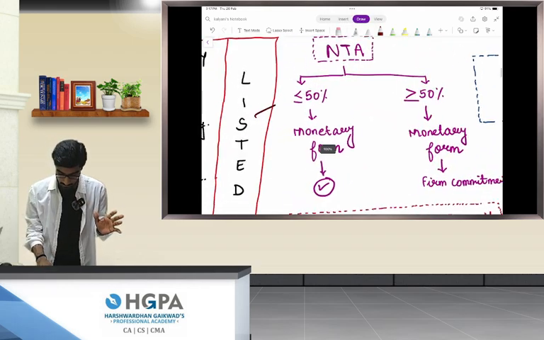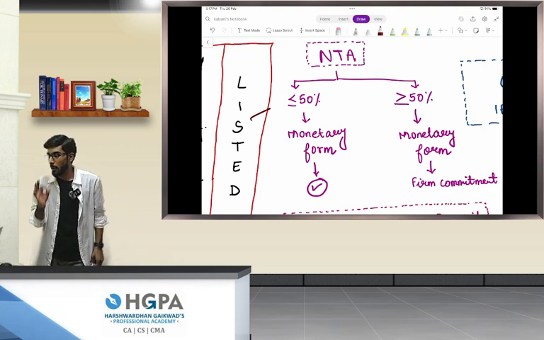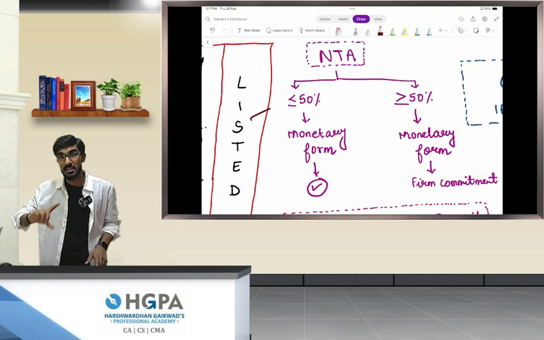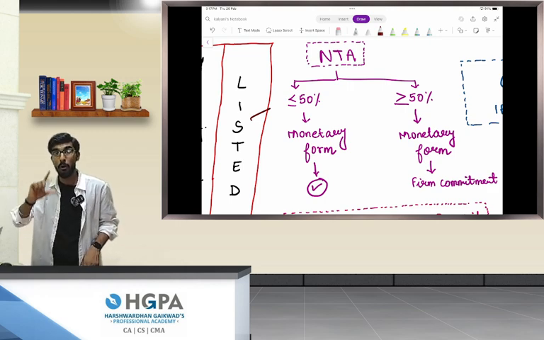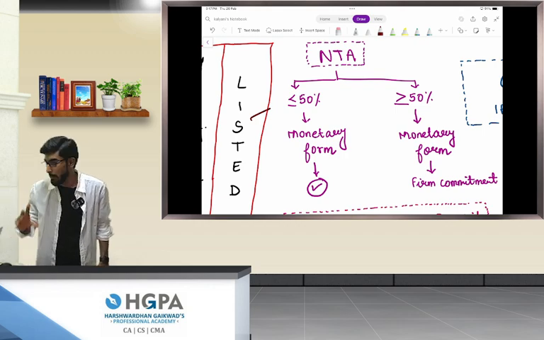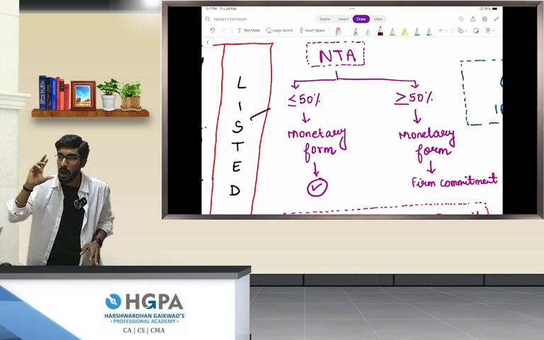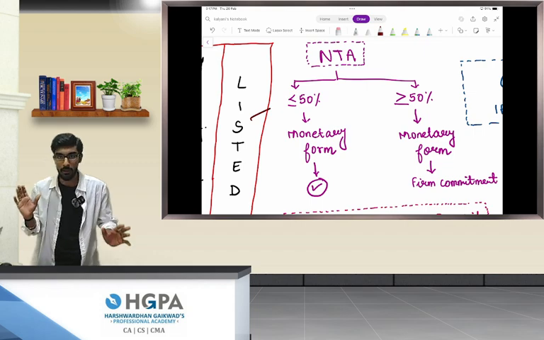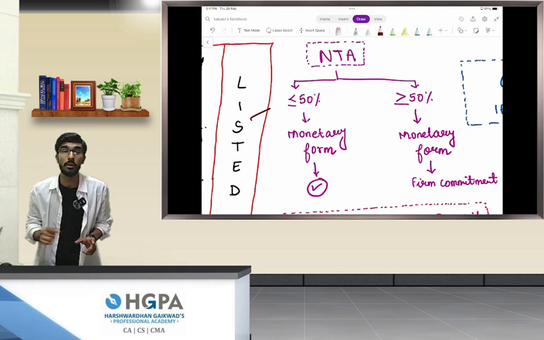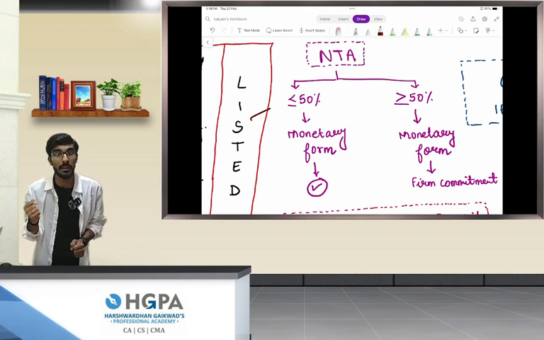Net tangible assets, not more than 50% should be held in monetary form. If more than 50% of net tangible assets is there in monetary form, it has to submit a document to SEBI regarding how they will be utilizing the money. Firm commitment they have to give to SEBI. How are they going to use the money?